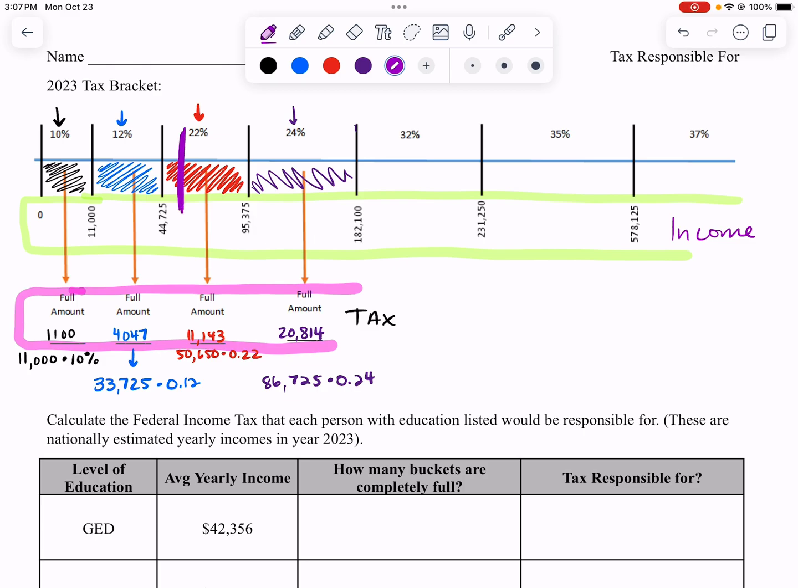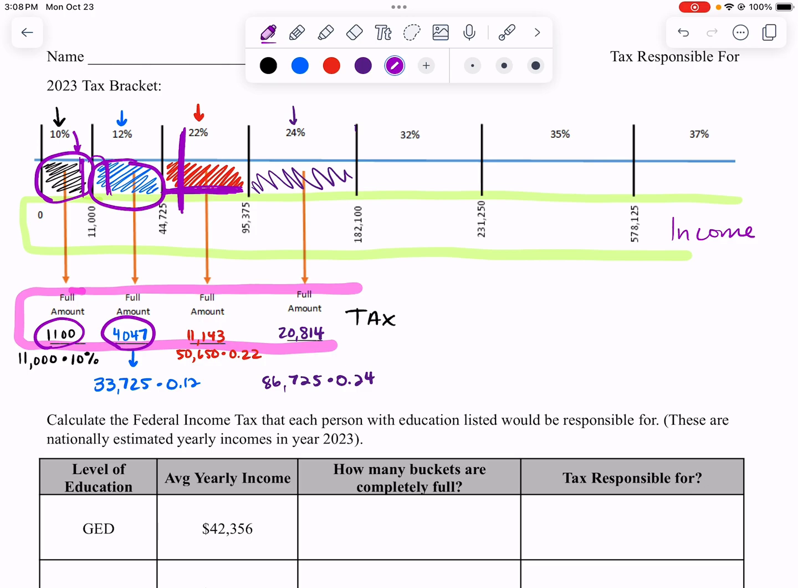If this were water or liquid, we turned the hose on to fill $50,000, and we filled all the way up to the top of this bucket, and it spilled over into this bucket. So this whole bucket is full, and this whole bucket is full. But $50,000 doesn't fill this entire bucket. It's probably only to here, just the very bottom of this bucket. Because the first bucket is full, we pay the full tax amount of $1,100. Because the second bucket is full, we pay the full amount of $4,047.